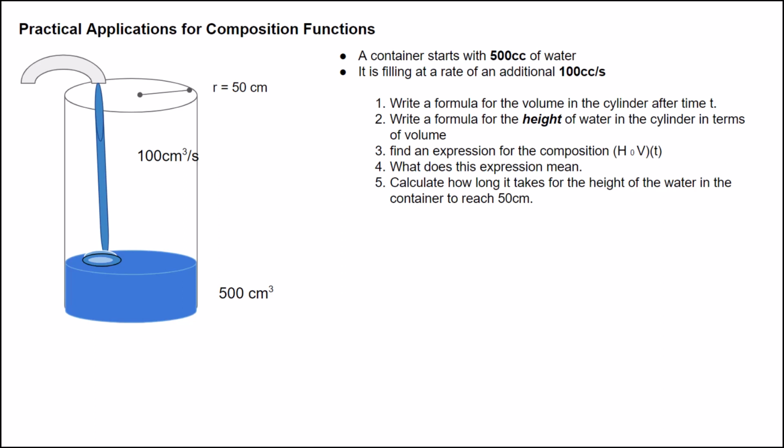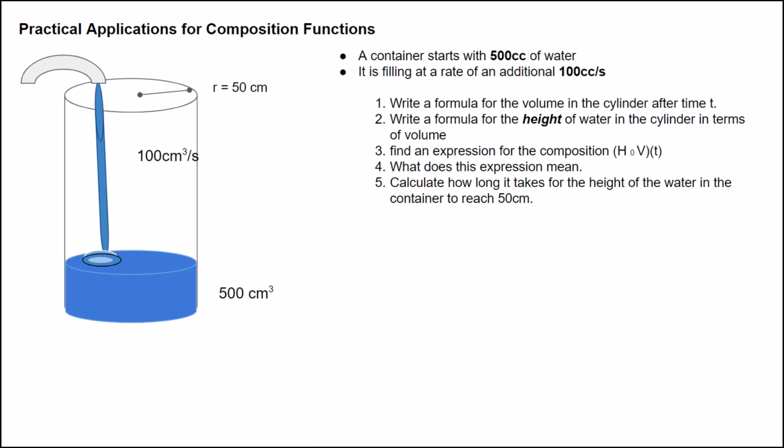Let's say we have a cylindrical container, and starting out, it contains 500 milliliters or cubic centimeters of water, and we know that it's filling at a rate of an additional 100 milliliters per second. So all we have to do is fill in the number of seconds, and we can calculate what the volume would be at any given time. But what if we wanted to know the height in the cylinder? Is there any way we can calculate that without having to measure it directly?